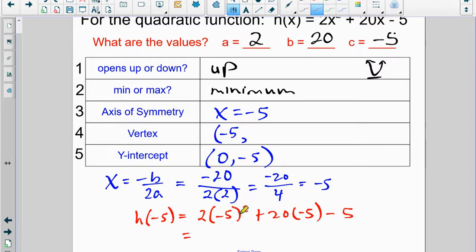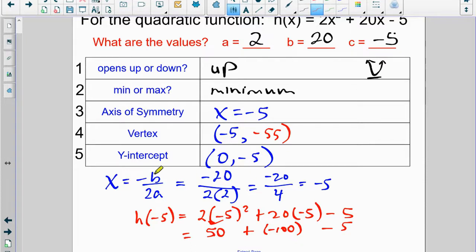Well, let's go ahead and do a little math here. Remember to do the exponent first, so I don't want to do 2 times negative 5. I want to do negative 5 times negative 5 first, which is 25, and 2 times 25, which is 50 for that first part. 20 times negative 5 is negative 100, or you could say minus 100 there, it's fine. And then minus 5. So 50 plus negative 100 minus 5 is negative 55.